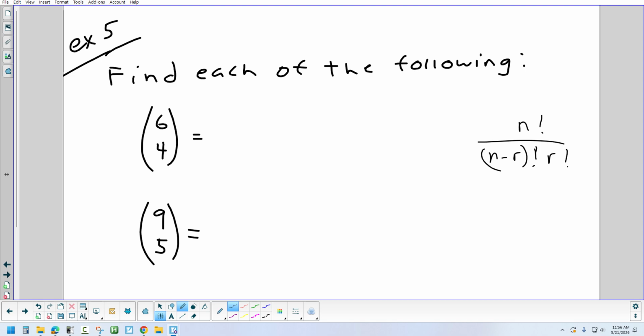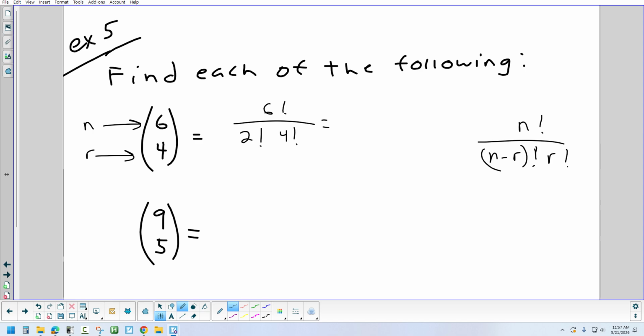All right. In 6 choose 4, what's n? Yep, 6. That's my n. That's my r. Fill that into the formula. So 6 factorial over 6 minus 4 factorial. 6 minus 4 is 2. Times r factorial, which is 4 factorial.